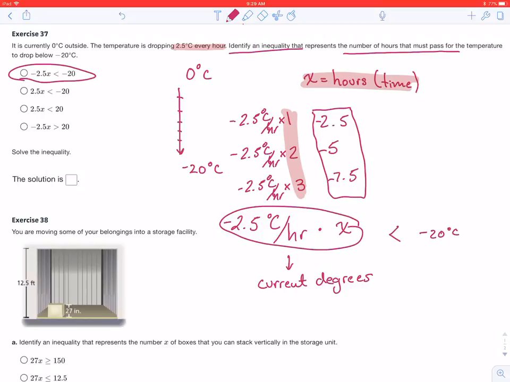But because it's dropping every hour, we want to make that a negative. And so it's going to be a negative 2.5 times x has to be less than negative 20. And then you can actually solve out this inequality.